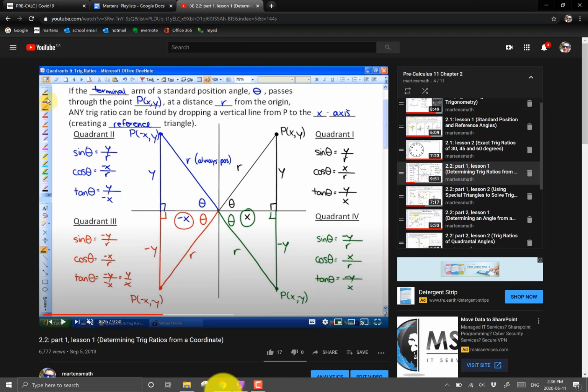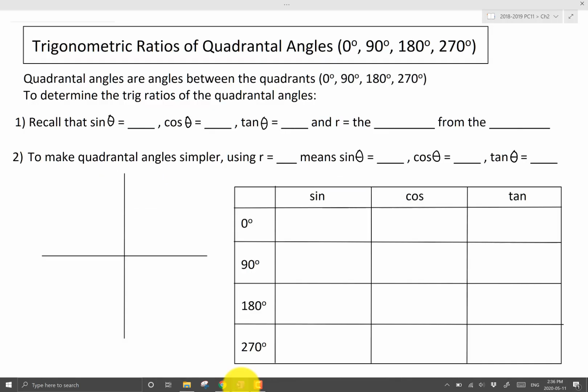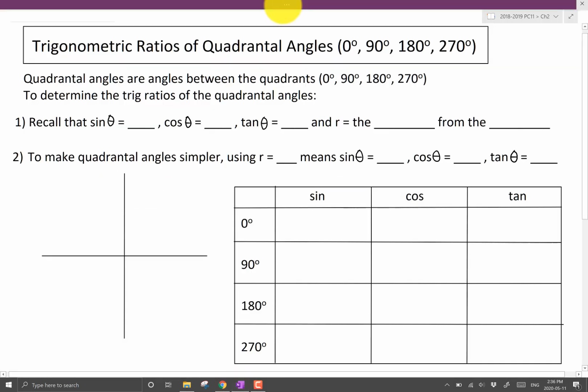It's just that they differ in the second quadrant, for example, because the x-coordinate would be negative. But essentially, sine is always y over r, cos is x over r, and tan is y over x, and r is always the positive distance between the origin and that point. So if we remember that, it's going to be really, really helpful here.